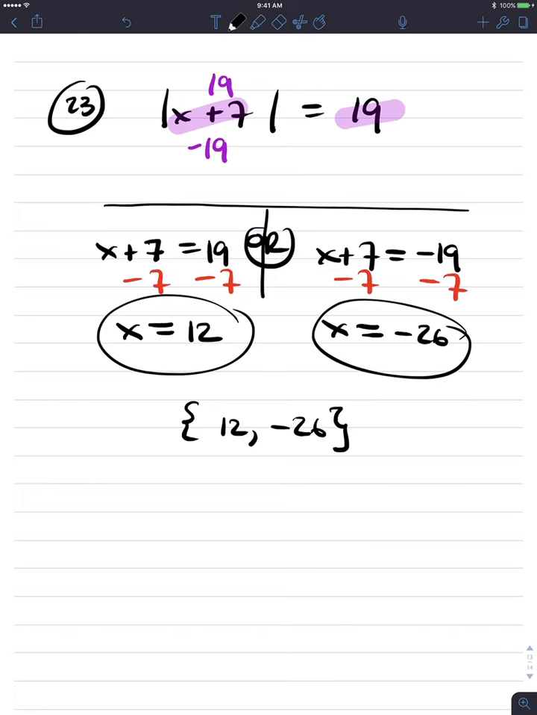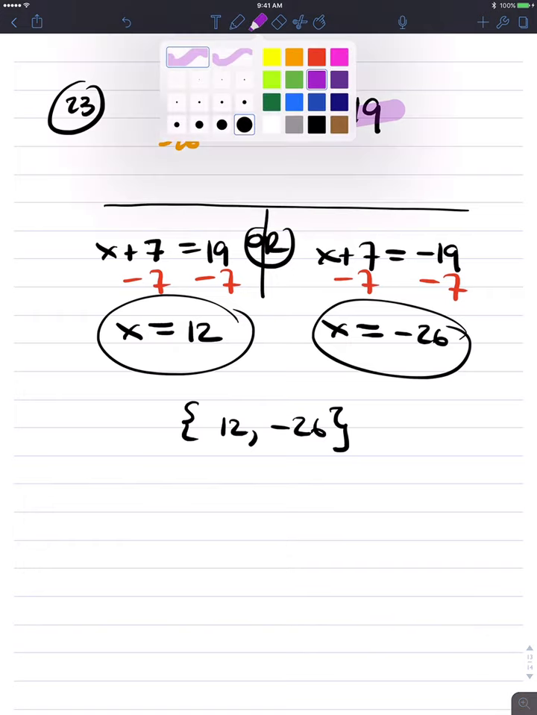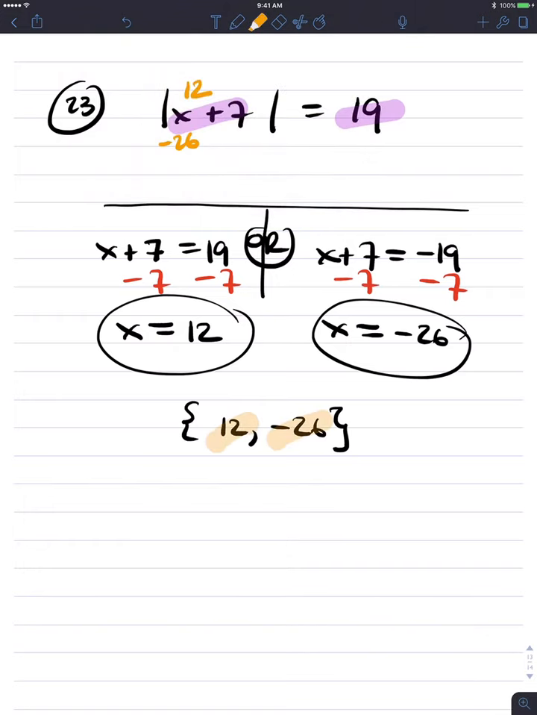I'm just going to point out a few details here. If x is 12, or if x is negative 26, notice that 12 plus 7 is going to be 19, and negative 26 plus 7 is actually negative 19. So these values that we're looking at here for x are solutions to that absolute value equation. And that's all. Number 25.